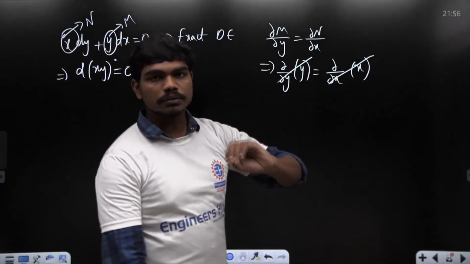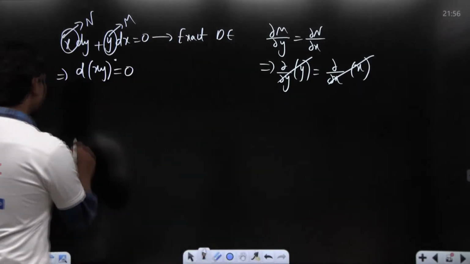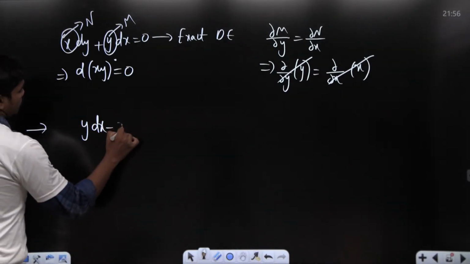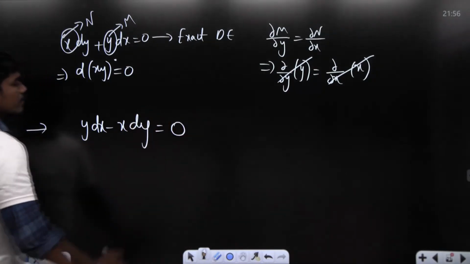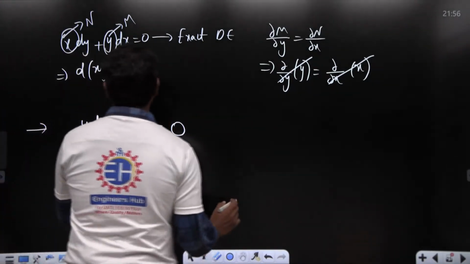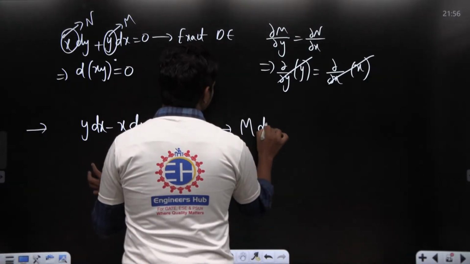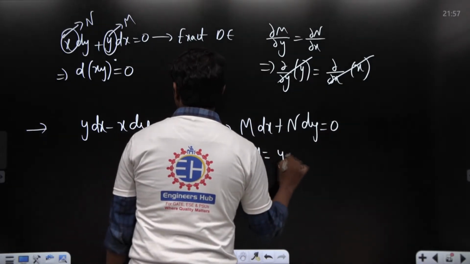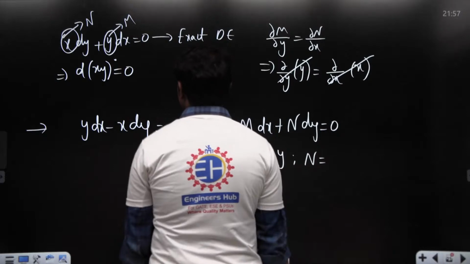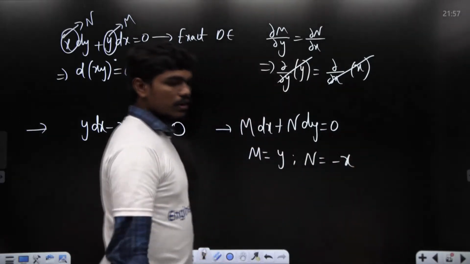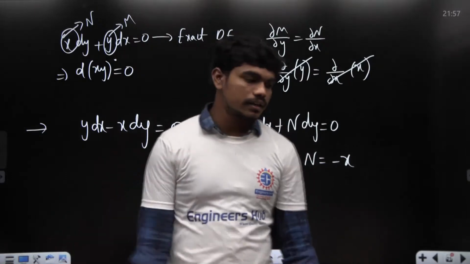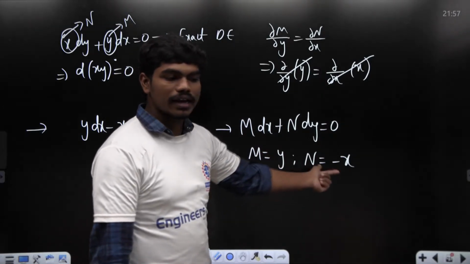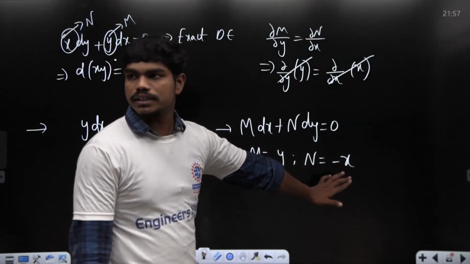But sometimes there come differential equations such that the equations by themselves are not exact derivatives. For example, if you see y dx minus x dy is equal to 0. Now, if you compare this equation with m dx plus n dy is equal to 0, then your m value is y and n value is minus x. Correct? If you compare with the standard differential equation m dx plus n dy is equal to 0, then the m value will be y and the n value will be minus x. Can you all see this clearly?